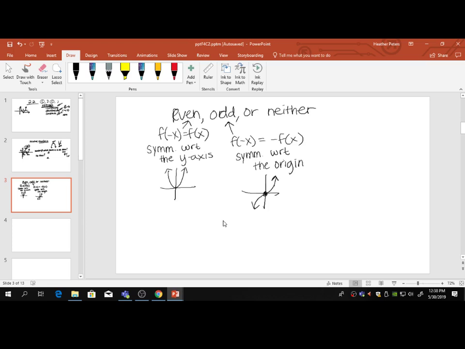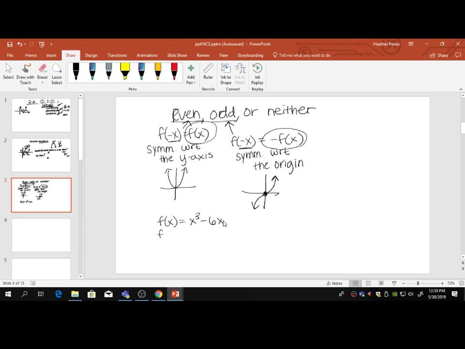All right, so let's say you have something like f of x equals x cubed minus 6x. To test to see if it's even or odd, you're going to plug in a negative x instead of x. And then you're going to see if it comes out to the same exact function, it'll be even. And if it comes out to the exact opposite of the original function, it'll be odd. And if neither of those occur, so maybe there's a combination of the two, it would be neither.